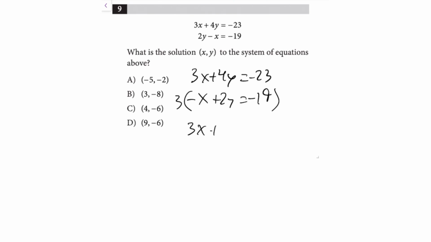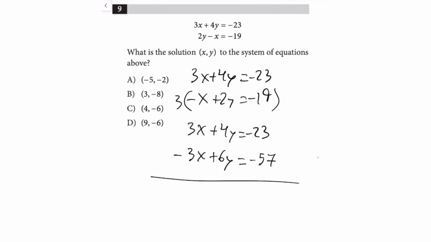So I'm going to write the top equation, 3x plus 4y equals negative 23, and then negative 3x plus 6y. See, I'm distributing this 3 to every single term in my equation. And then negative 19 times 3 is negative 57. You could do that out if you wanted to. Now I'm going to add these equations because these are opposite signs. So these cancel. I get 0. This becomes 10y. And then notice I have the same signs, so I'll still get a negative. And then I have a 0 plus 1, and I get 80.